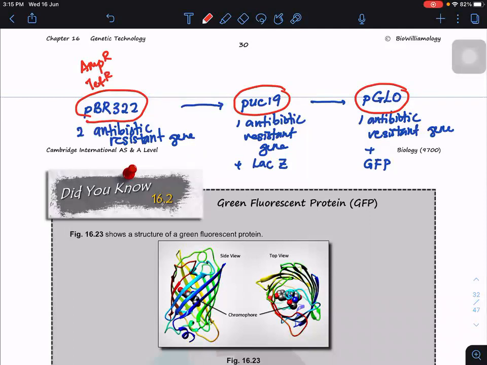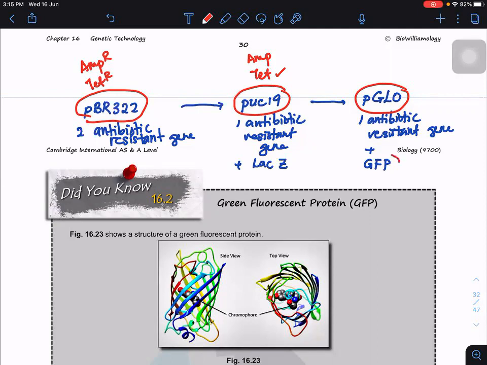But with pUC19, the bacteria are only resistant to ampicillin, and we can still kill them by using tetracycline. Can you see that? Same goes for pGreen. So we want to reduce the risk, therefore we change. We want to reduce the use of antibiotic resistant genes in the screening process. That's the main idea why we change from the pBR322 plasmid to pUC19 and then pGreen.